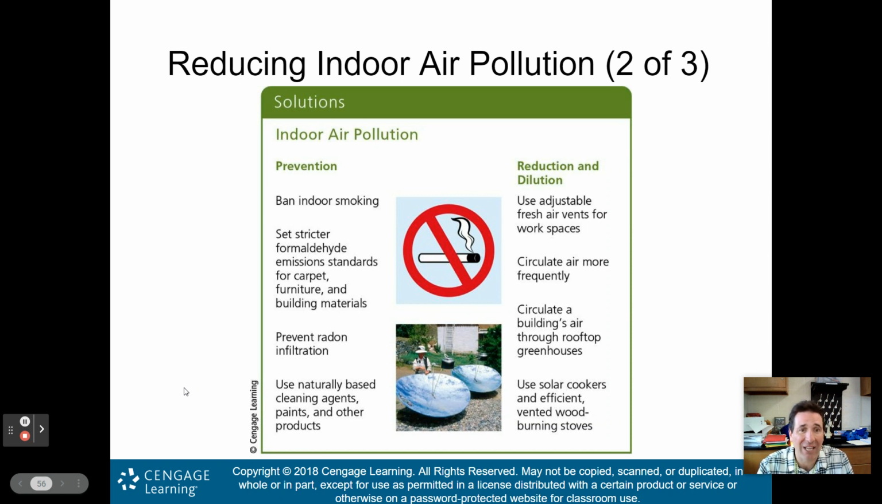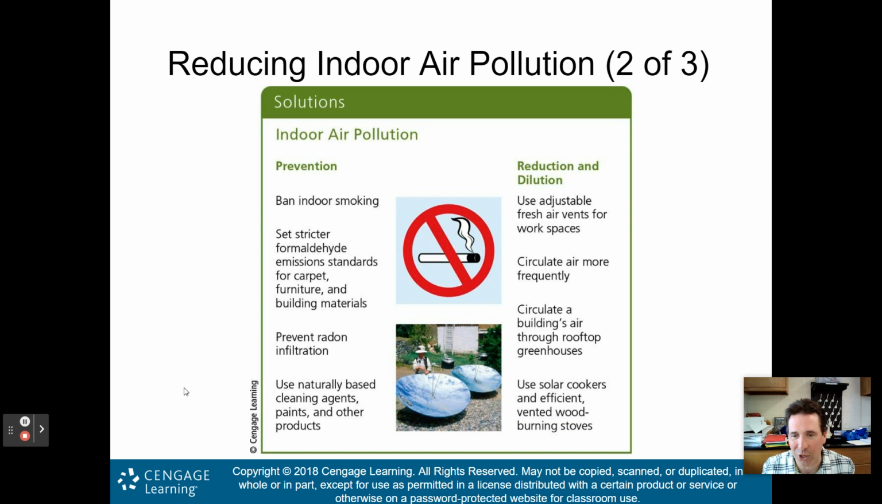Set stricter formaldehyde emission standards for carpet, furniture, and building materials. Prevent that radon gas from infiltrating your home, and use naturally based cleaning agents, paints, or other products that don't release toxic fumes. If you do release toxic fumes, how can you reduce or dilute them indoors? Well, use adjustable fresh air vents for workspaces. Circulate the air more frequently, like outdoors. Ecological service there.